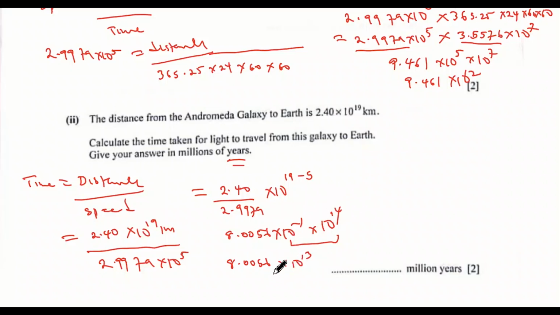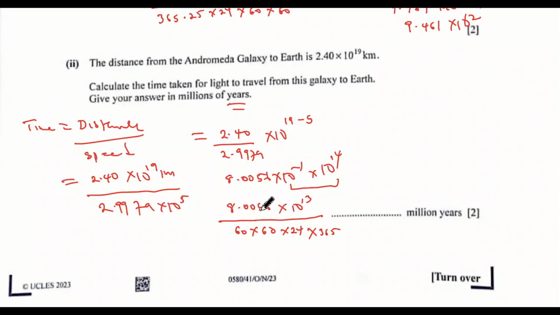Okay, so this will be the time in seconds. Now we need to convert these to years. To do that, you first divide by 60, that will be in minutes. If you divide by another 60, it will be in hours. If you divide by 24, that will be in days. Then if you multiply by 365, that will be a year.